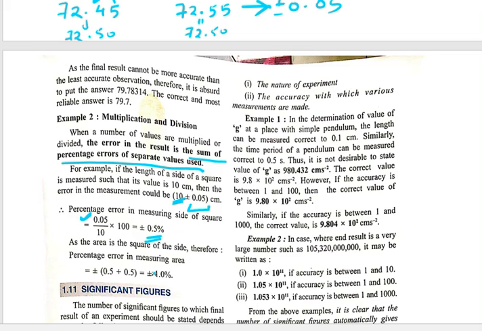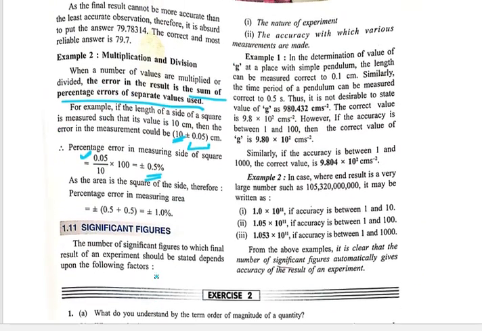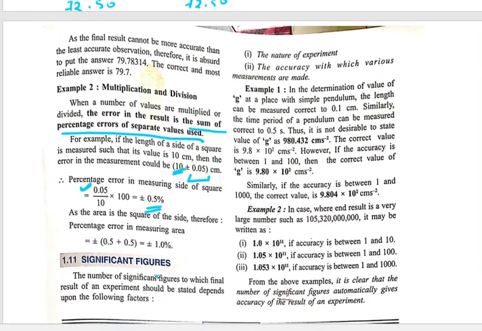Fine. So we have the last topic, 1.11, significant figures. This is a very important topic. The number of significant figures to which the final result of an experiment should be stated depends upon the following factors. The first factor is the nature of the experiment and the accuracy with which the various measurements are made. So first we need to know the nature of the experiment, and second we need to know the accuracy with which the various quantities have been measured.